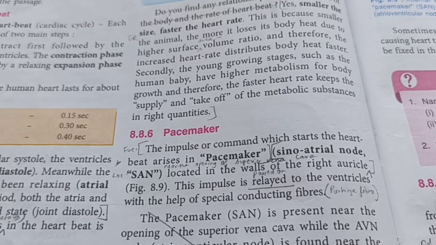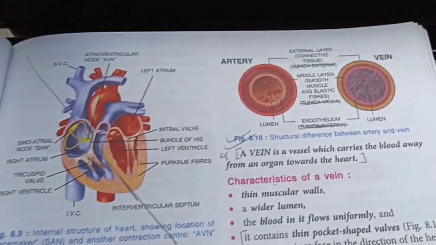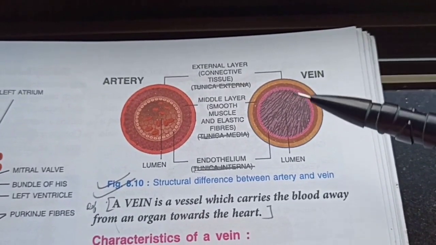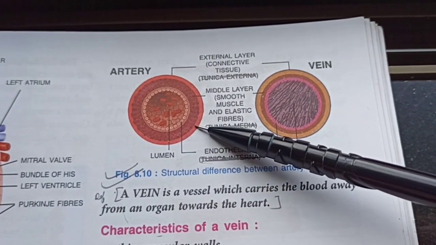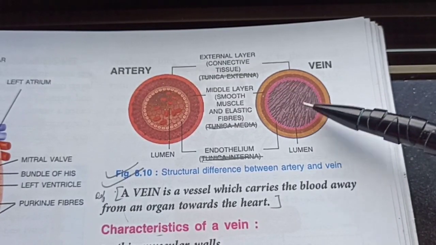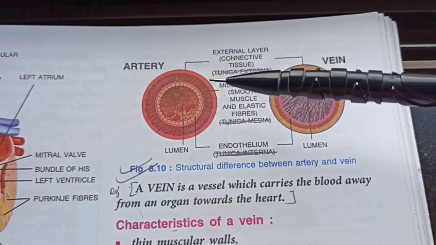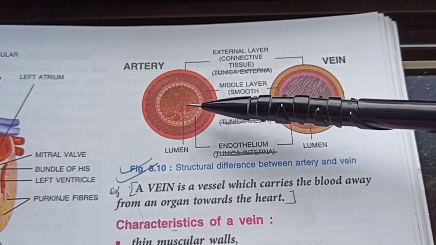Now let's understand the difference between the blood vessels. The vena cava is the biggest vein and the aorta is the largest artery. The difference between them is that arteries have thick walls, whereas veins have thin walls, due to which they have a larger lumen. That is, this cavity through which blood flows is larger, whereas arteries have a smaller lumen.